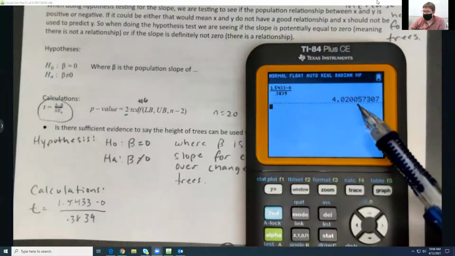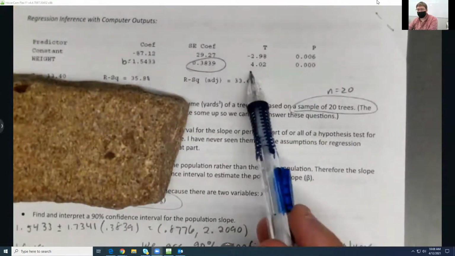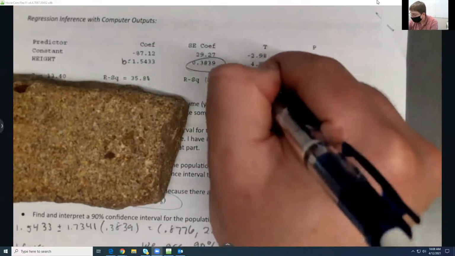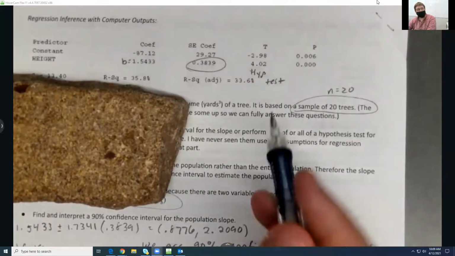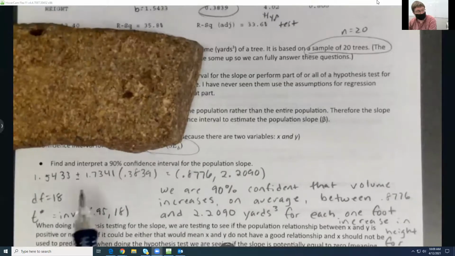See that number? 4.02, whatever. What do you see right there? Ta-da! So it's actually already given to you. So that's what that t is. Okay, so this one's for when you do the hypothesis test. So that's your actual test statistic. It is not the t that we used here. So please don't get those confused. Two completely different values.